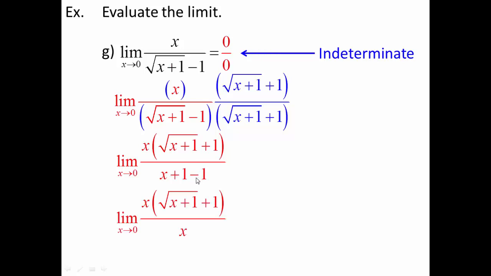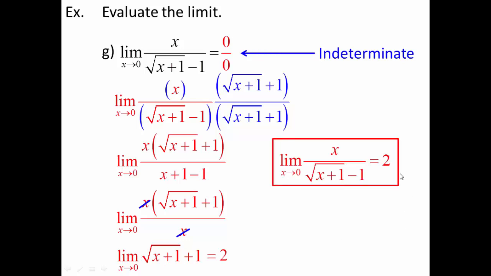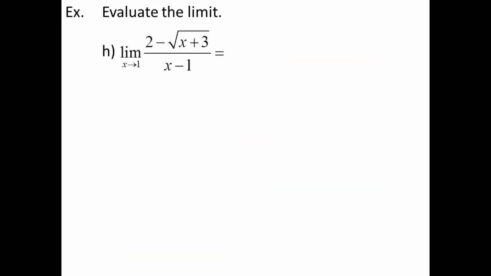So the 1 minus 1 cancels out on the bottom, which allows us to cancel out the x's, which leaves us with something much easier to approach. Plug in 0, and I get 2. Final answer, 2. When I have a limit that's indeterminate involving a binomial of a radical and a radical, or a radical and a non-radical, multiply by the conjugate to get rid of the radical. Using that approach, try it again. Pause here, play when you're ready.